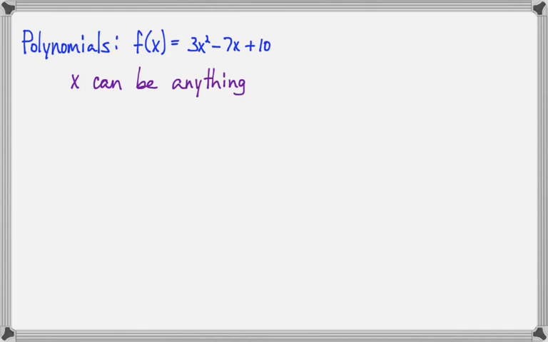X can be anything, and the way to write that in interval notation is from negative infinity to positive infinity. This is true for all polynomials. The domain of a polynomial is negative infinity to positive infinity.